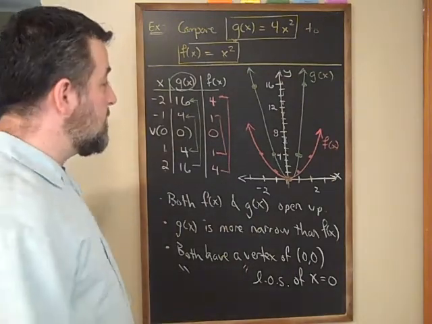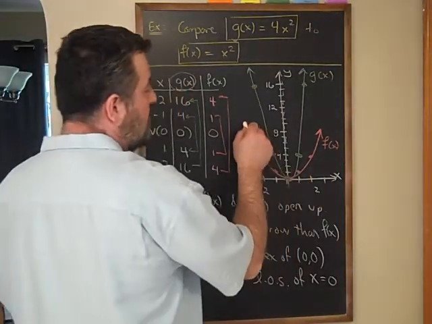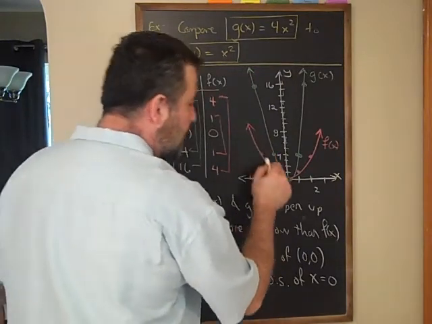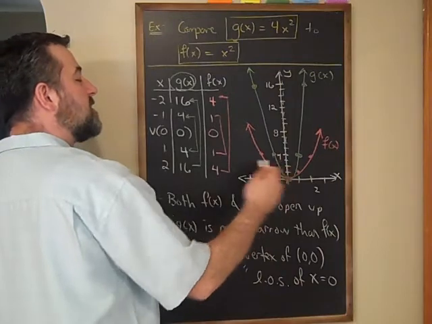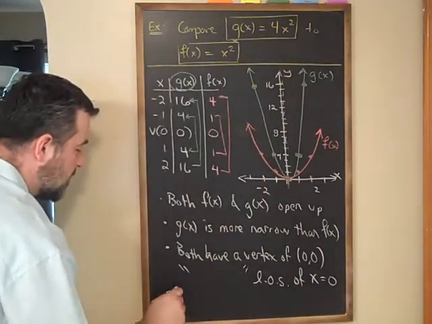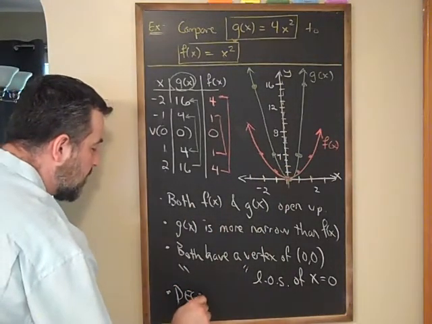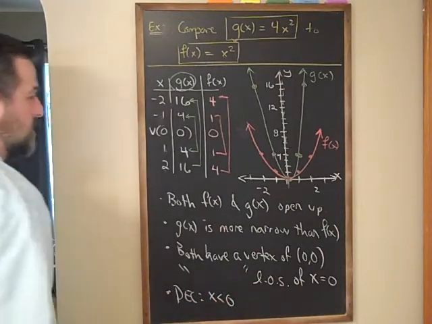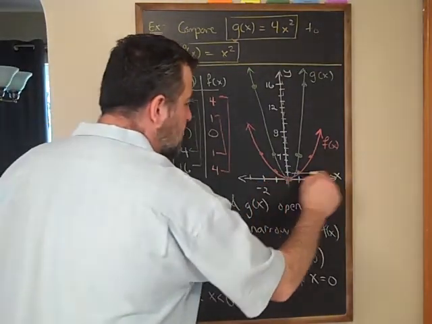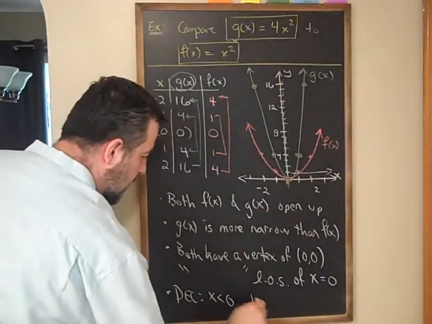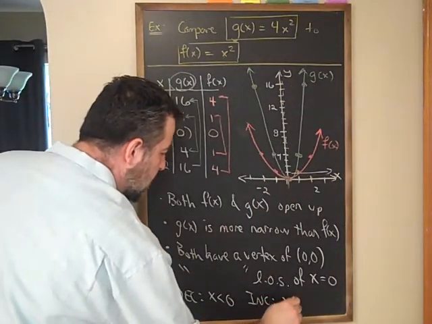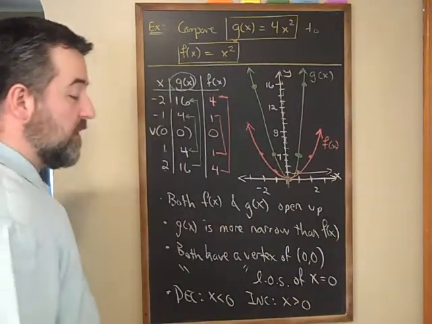They both increase and decrease in the same spots. Look, if we hop on this, we're going down. Where are we going down? We're going down where x is less than 0. So we could say they both decrease when x is less than 0. Once you get beyond 0, if you're going left to right, you're increasing on both of those. And we can say they both increase where x is greater than 0.